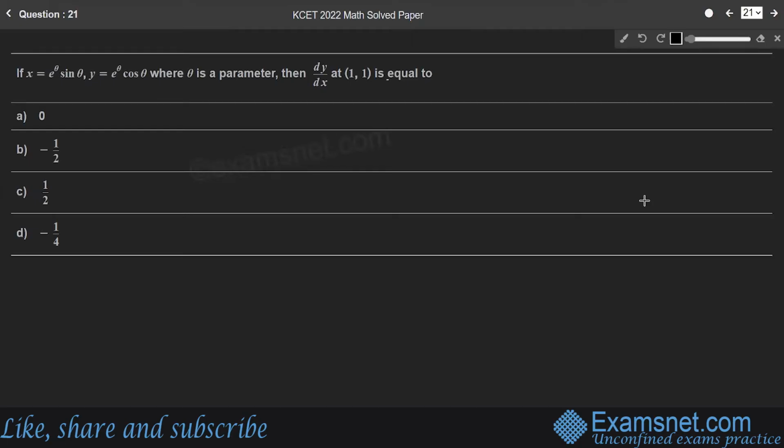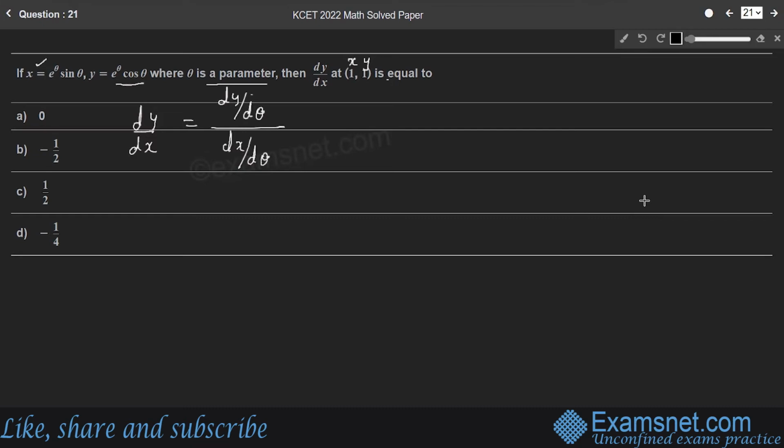Question 21. If x is equal to e raised to theta into sine theta, y is equal to e raised to theta into cos theta, where theta is a parameter, then dy by dx at 1, 1 is equal to. At 1, 1 means when the value of x is 1 and also y is equal to 1. So what is the value of dy by dx? Students, we will consider dy by dx. This can be written as dy by d theta, with respect to theta we are writing, divided by dx by d theta.